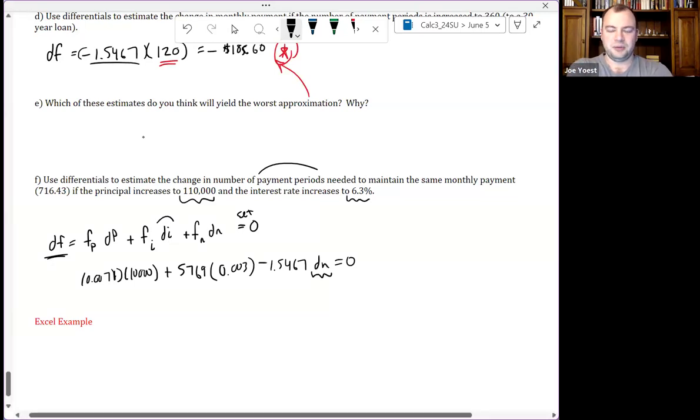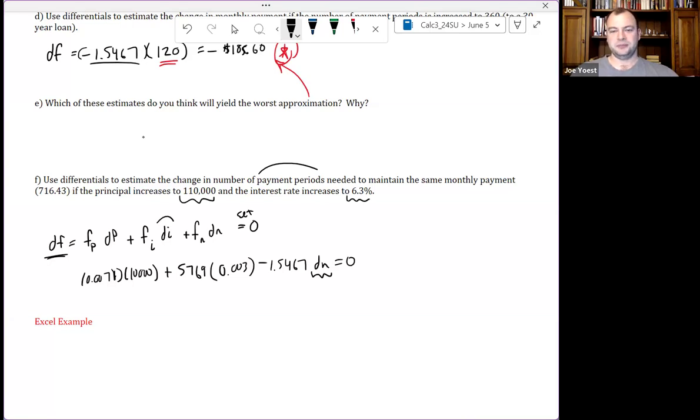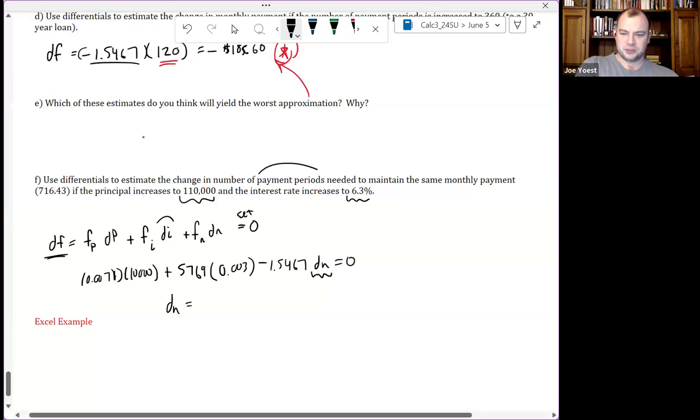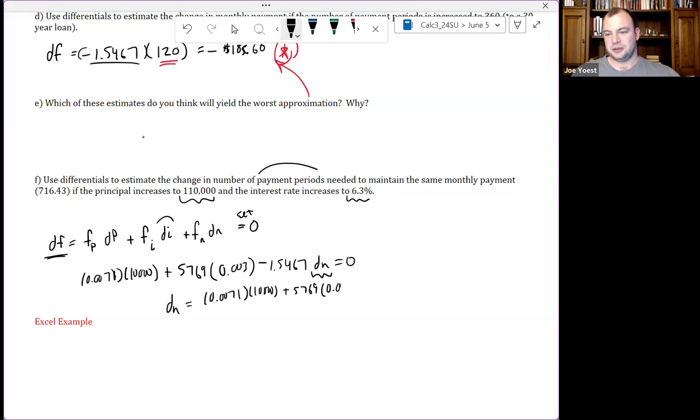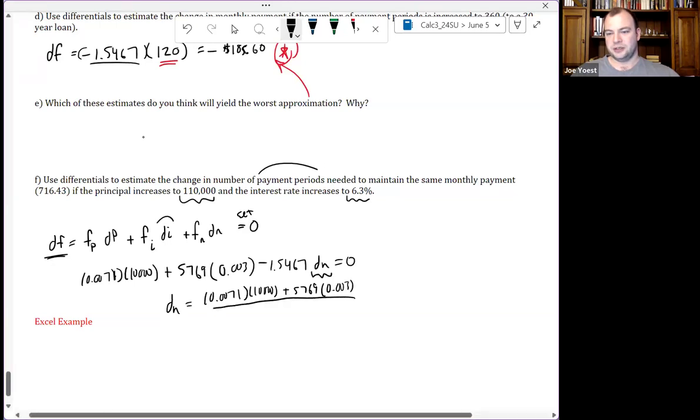So how does the number of payment periods have to change if my principal increases a bit, my interest rate increases a bit, to keep my monthly payment the same? How much longer will I have to pay on the loan, approximately? I get dn equals, that's not a subscript n, that's just dn, equals 0.0071 times 10,000 plus 5769 times 0.003 over 1.5467, and that's approximately 57.